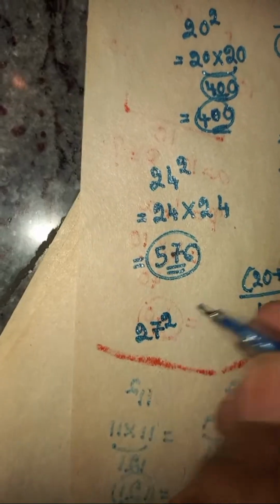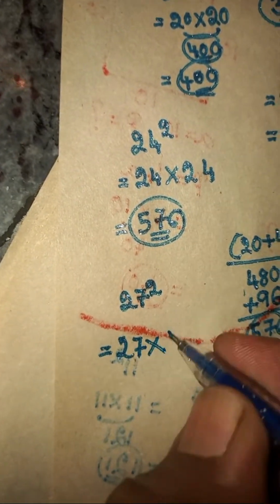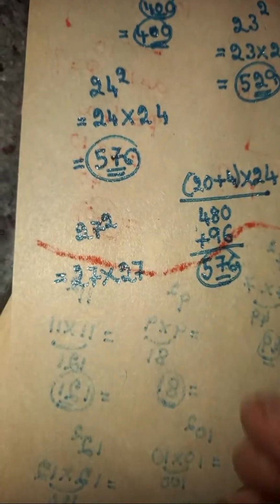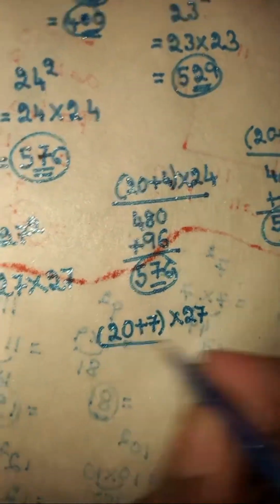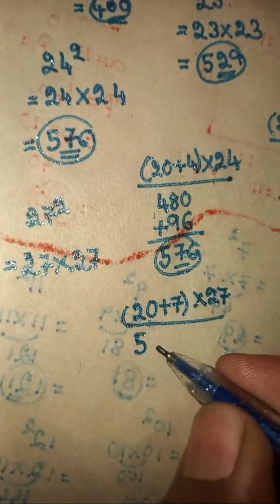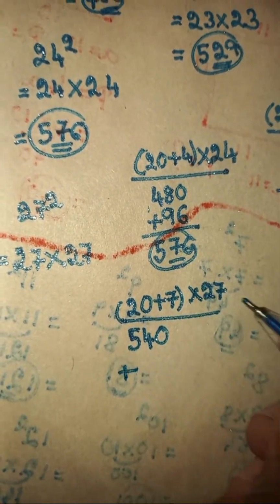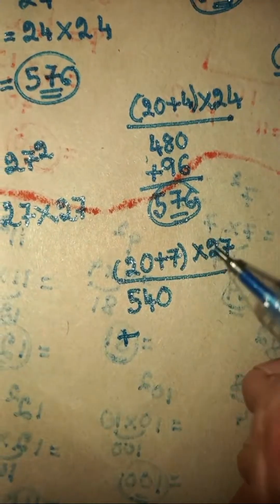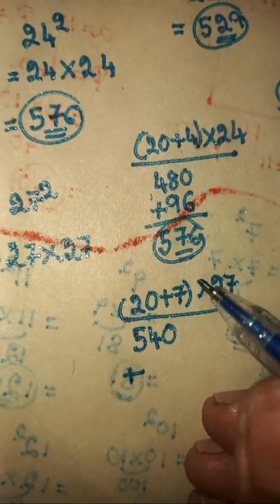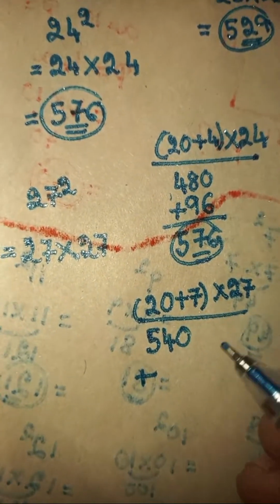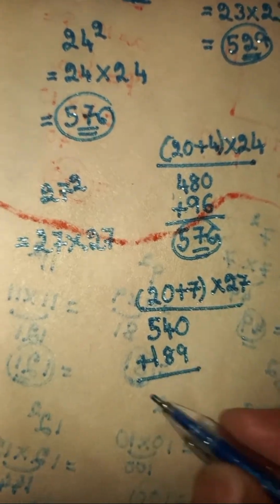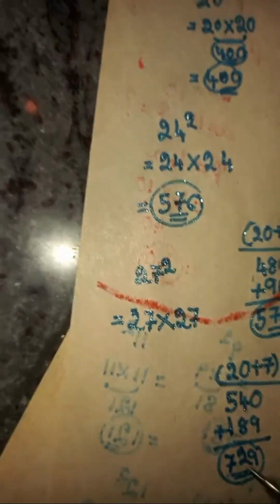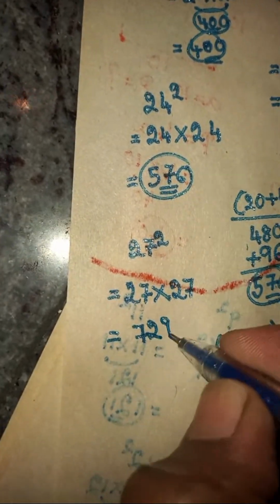Let's write what is 27 square. 27 square is equal to 27 times 27. Now you're going to get it as 20 plus 7 times 27. 27 times 2 is 54, so it is 540, plus 27 times 7. 20 times 7 is 140, 7 times 7 is 49, 140 plus 49 is 189, and when you add that you're going to get 729. So this 27 square is 729.